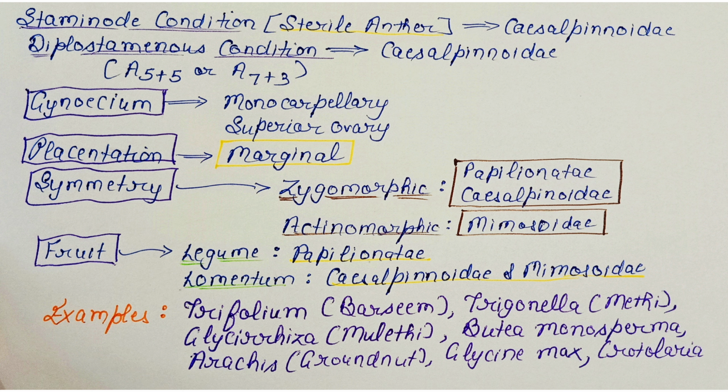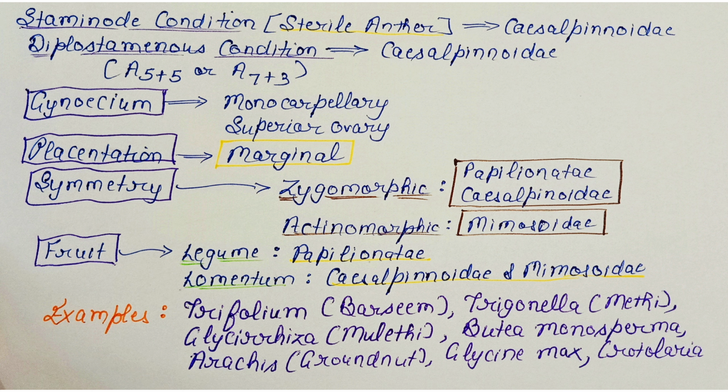The gynoecium is monocarpellary and superior ovary is present. Placentation in this family is marginal. Flowers are zygomorphic in Papilionaceae and Caesalpinioideae, whereas actinomorphic in Mimosoideae. Fruit is legume in Papilionaceae, but the exception is groundnut. In groundnut, the fruit is lomentum, which is a feature of Caesalpinioideae and Mimosoideae.